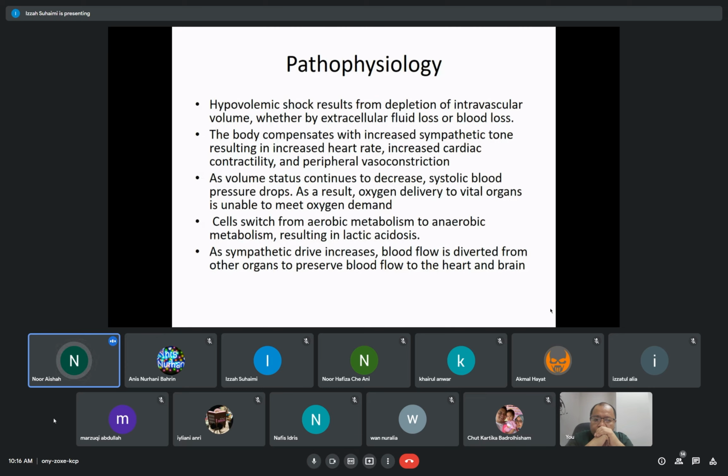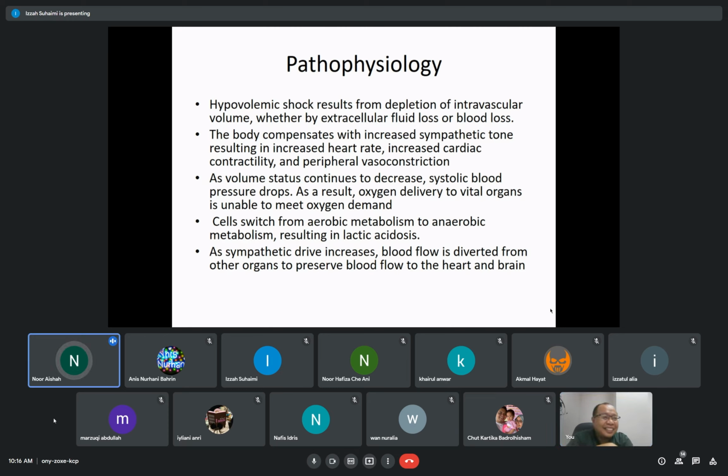Next ada pathophysiology. Okay, nak suruh kita orang baca ke macam mana?